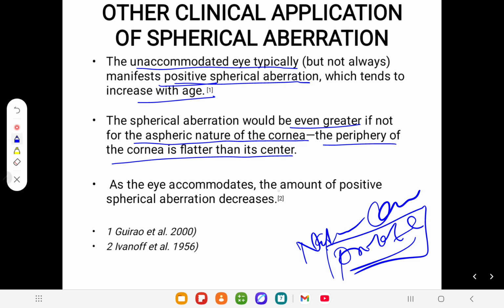As I accommodate, the amount of positive spherical aberration decreases. It's centrally important to understand that when we accommodate, spherical aberration decreases.